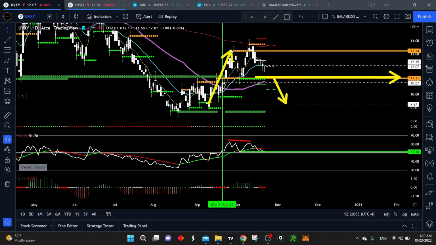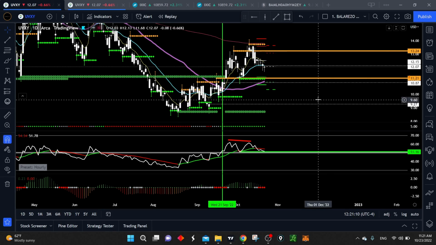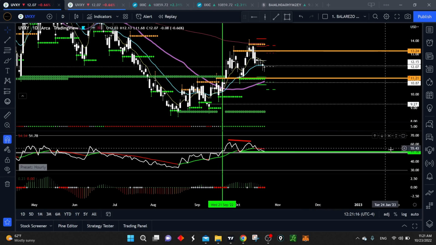If not, this is basically just the UVXY making higher highs and higher lows, and then the expectation will be a continuation in the trend that preceded this decline. So be aware of that. Be very, very aware of that. I think that we have a little bit more space for this bounce to continue, but the UVXY is a very important chart right now that we have to take into consideration.